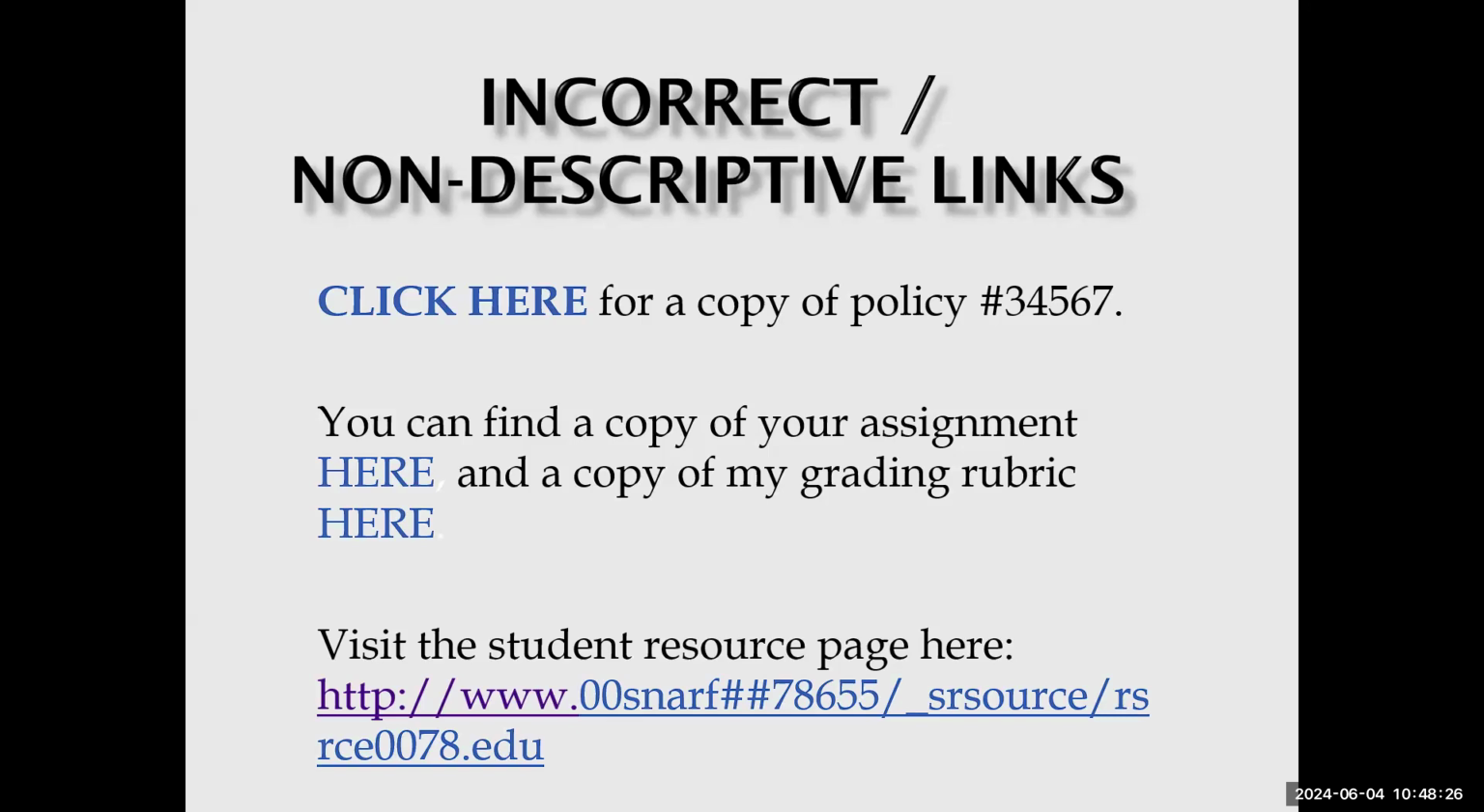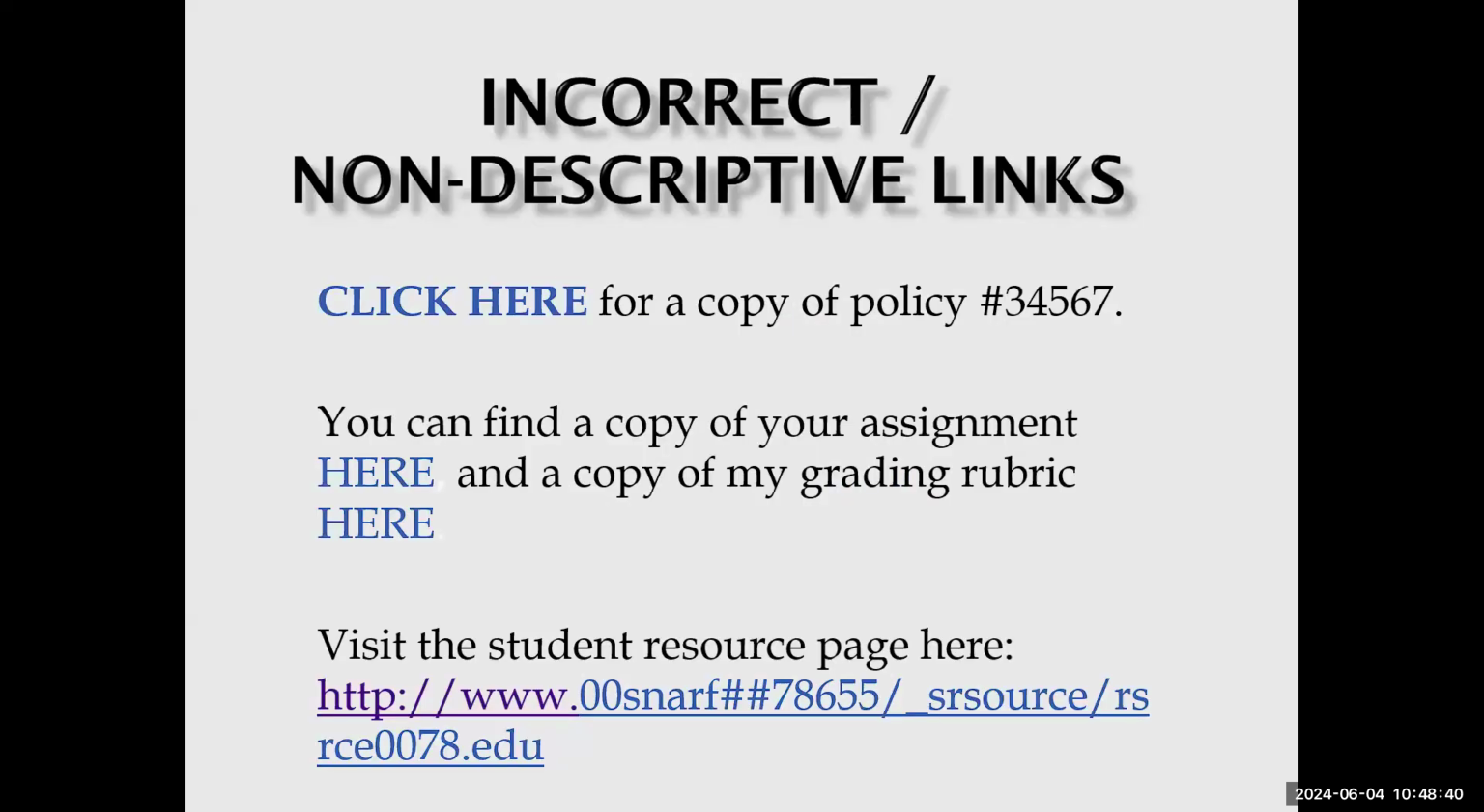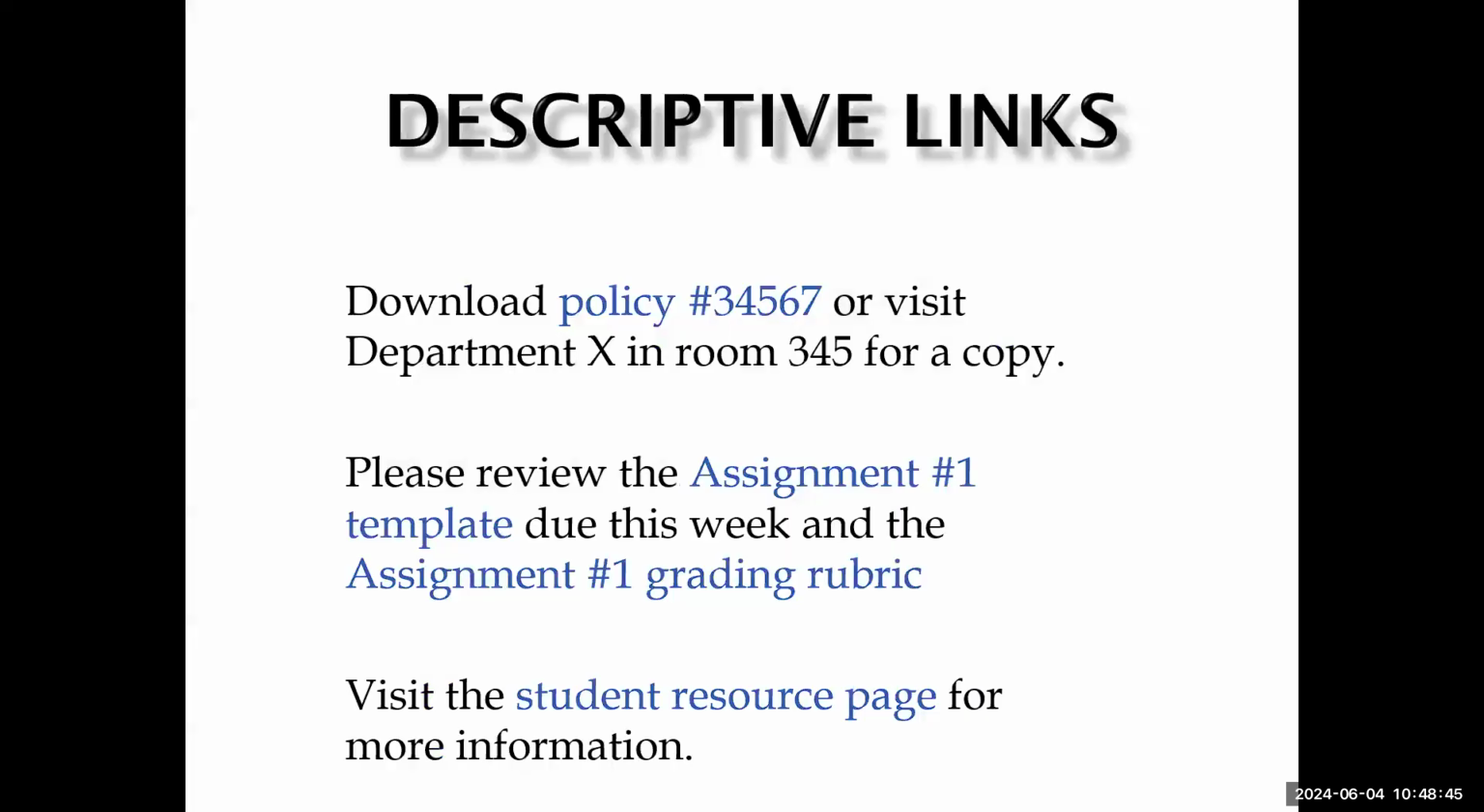So what we need to do is fix all of these so the links tell us where they go just by looking at them. And here's how I fixed all of them. So we go from "click here" to "download policy number 34567." We go from "you can find a copy of your assignment here and a copy of my grading rubric here" to "please review the assignment number 1 template due this week and the assignment number 1 grading rubric." And last but not least, the most common thing I see, we've removed the web address and we've put "visit the student resource page," which is now the active link, "for more information."